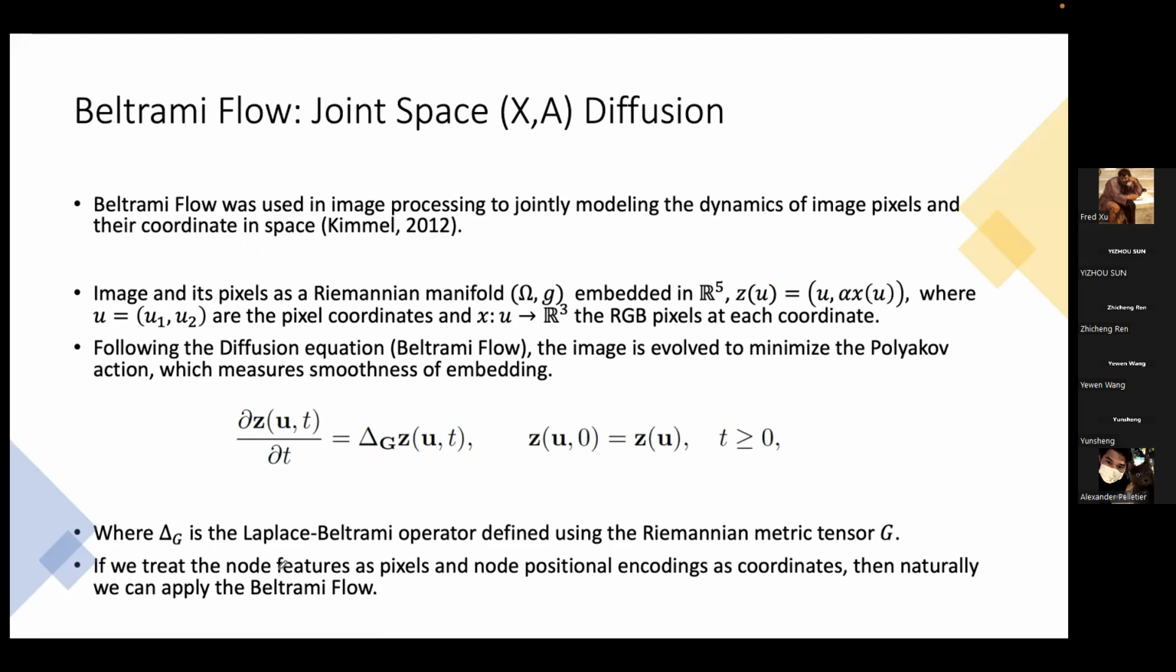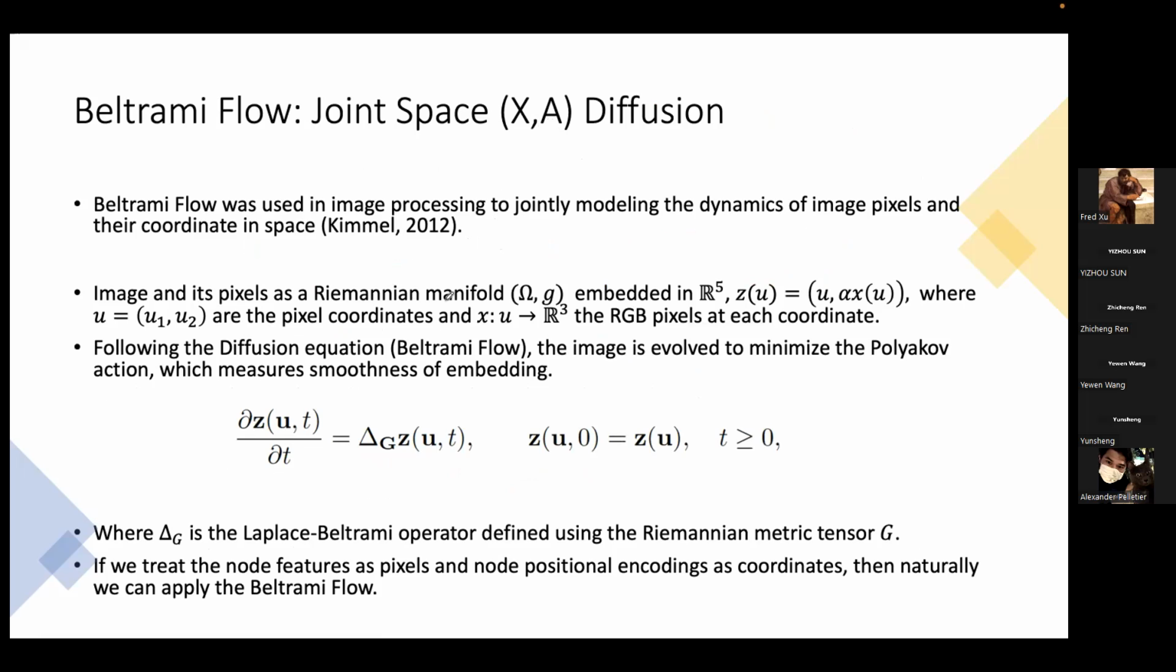So the idea is to not simply do diffusion on the features, but also do diffusion on the structure. So the motivation comes from image processing.